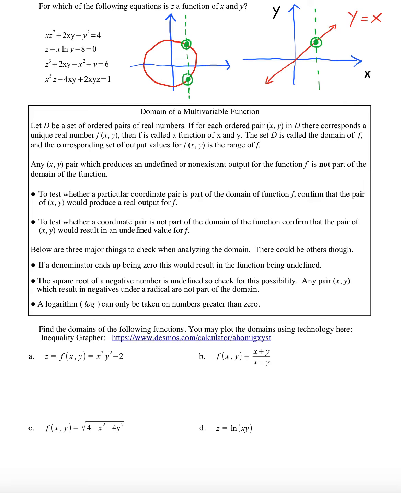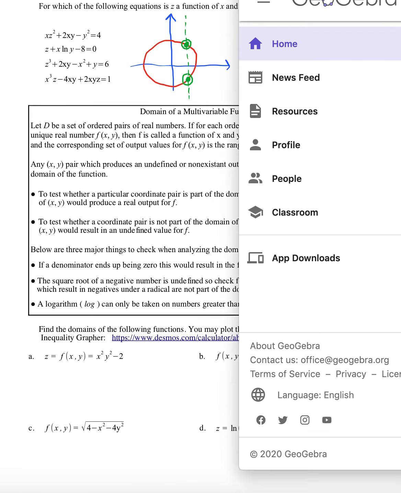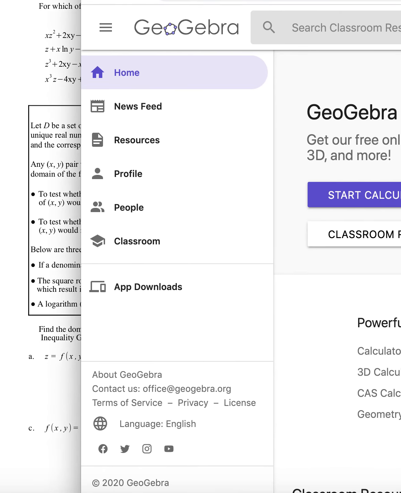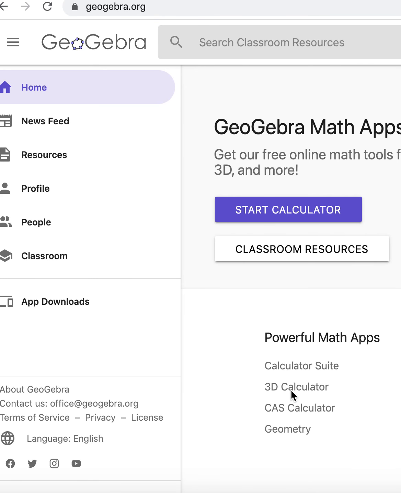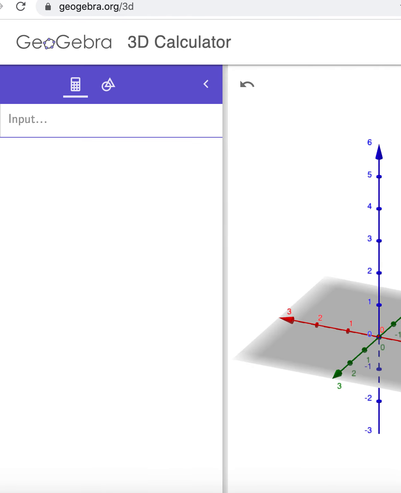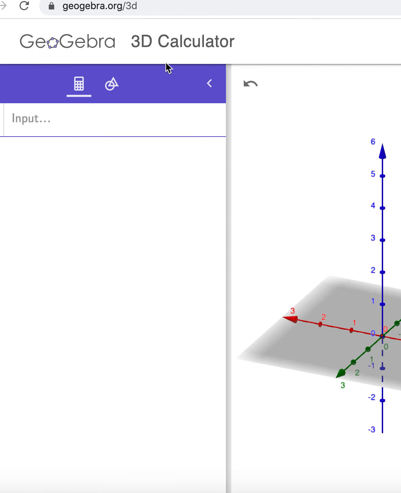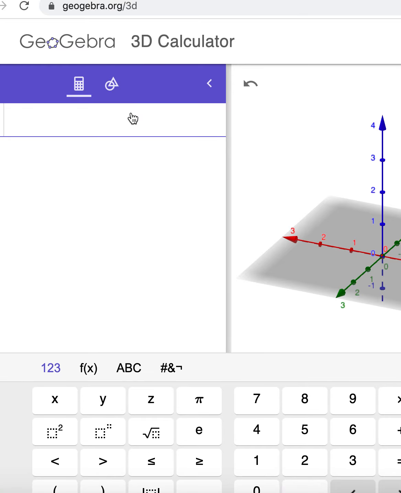There are many online web applications you can use to plot these surfaces. I'm going to start off with this one here, GeoGebra. All right, let's try the 3D calculator. We'll be able to type any equation here on the left. And let's just start with an easy one.